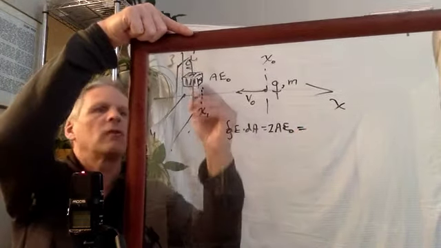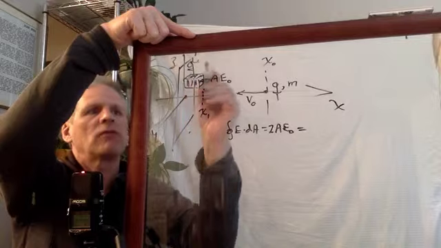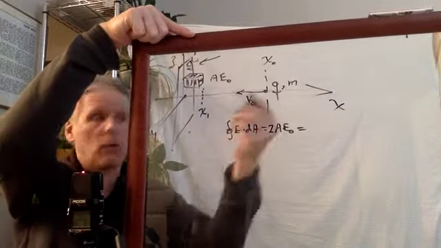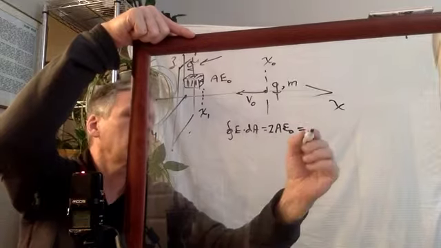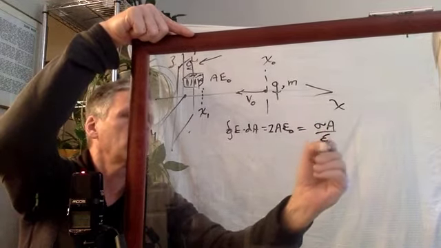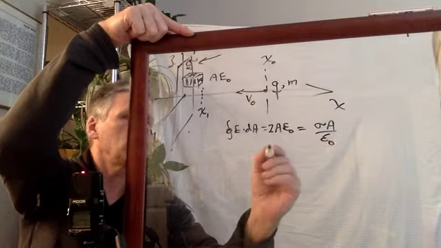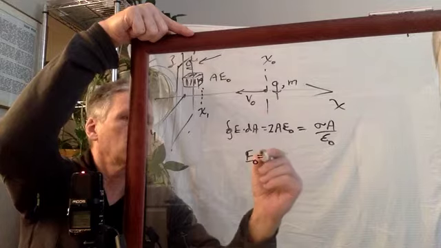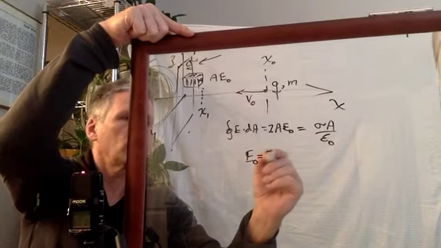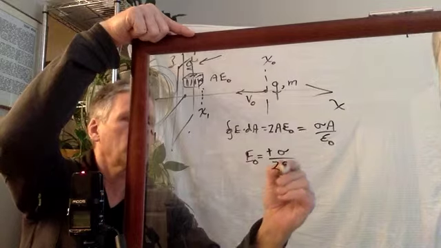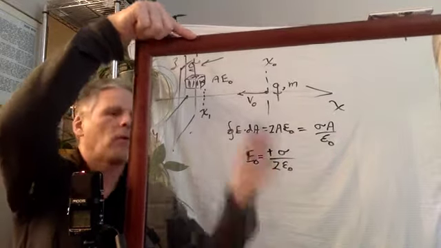And what is the enclosed charge? Well, it's just sigma, the area charge density, times the area, which is A. So that is just sigma A over epsilon 0. And when we do the algebra, we see E equals, there's no minus sign, sigma over 2 epsilon 0. Okay, so there we are.